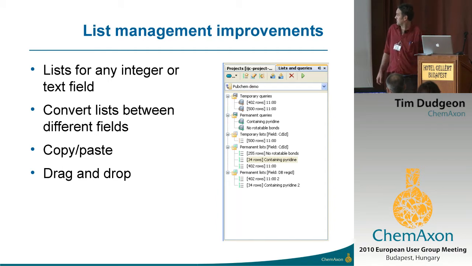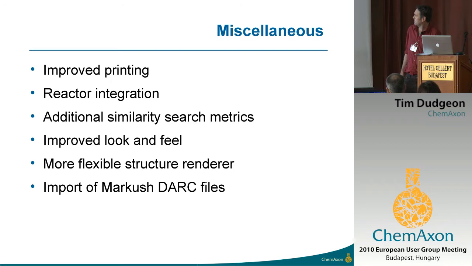List management improvements, which Peter demonstrated just a minute or two ago. This is quite a significant improvement if you're using the list management features. And a number of miscellaneous improvements. The printing has been improved quite significantly. We've now got integration for Reactor, which I think Jury showed yesterday. So you can do reaction-based enumeration inside an Instant JChem database. We've got support for additional similarity search metrics, so things like Tversky and DICE metrics and things like that.